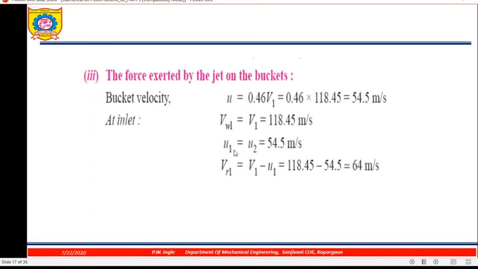So I told you there are two methods. First, you use the normal velocity triangle. Normal means beta is less than 90 degree. Go on solving, you will get VW1 positive. If you are getting positive, you put it in the equation of force as a plus value. If it is minus, then it is minus. Or otherwise, another method which is explained in this problem. So U equal to 0.46 V1, it is given in the problem. By using inlet velocity triangle, VW1 equal to V1, U1 equal to U2, VR1 equal to V1 minus U1.